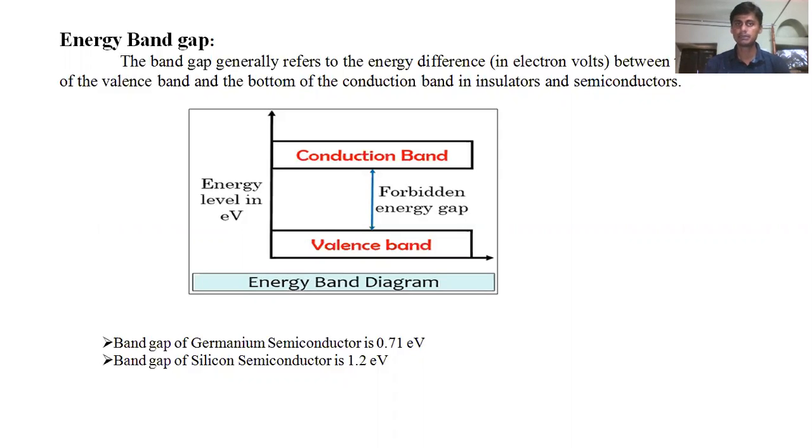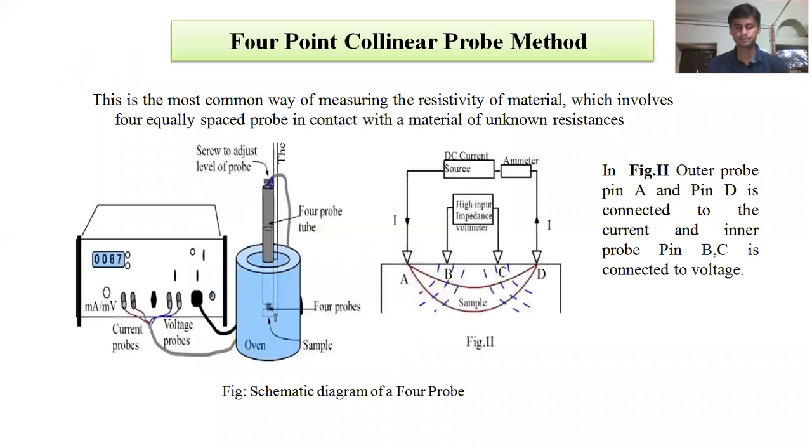The lower part is the valence band and the upper part is the conduction band. The energy gap between the valence band and the conduction band is called the energy band gap, which is denoted by Eg. The band gap for germanium semiconductor is 0.71 electron volt and the band gap of silicon semiconductor is 1.2 electron volt.